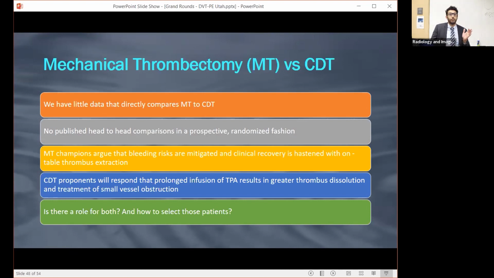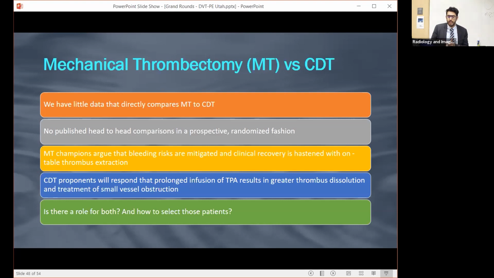If you talk to people who are very pro mechanical thrombectomy, they'll tell you, well, this makes sense because I can take my patient to the angio suite. I don't have to drip TPA. I can suck all the clot out and they get better on my table. But then you'll talk to somebody who's very pro thrombolysis and they'll tell you, that's great, but what we're trying to do is get as much clot as humanly possible out, and leaving an infusion catheter overnight will get rid of all the small vessel obstruction. And that's what we're more focused on.